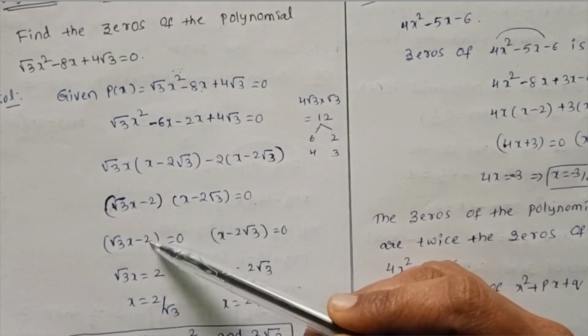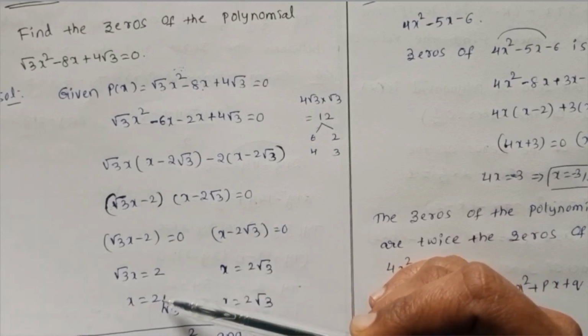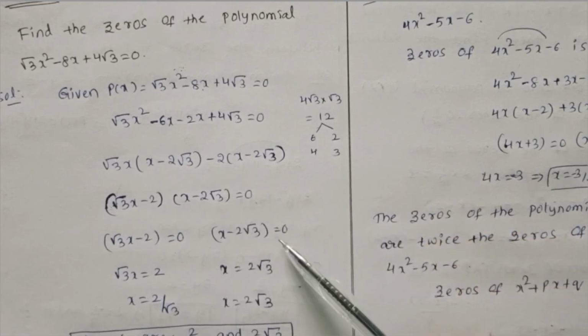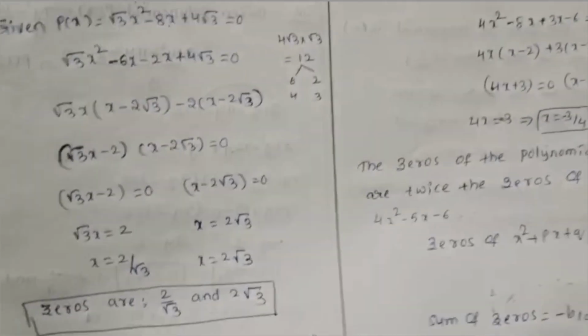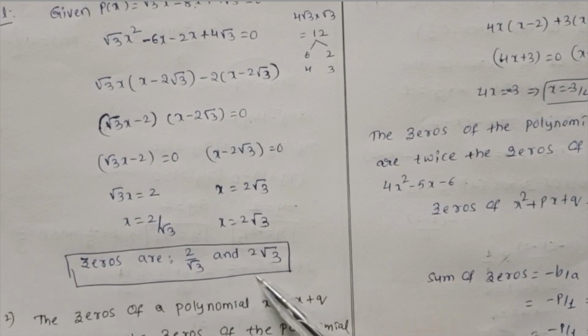Root 3x minus 2 is equal to 0. Root 3x is equal to 2. X is equal to 2 by root 3. Here x minus 2 root 3 is equal to 0. X is equal to 2 root 3. So what are the zeros of the given polynomial? 2 by root 3 and 2 root 3.